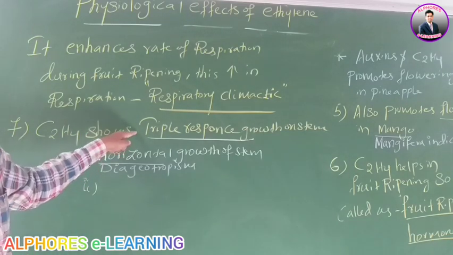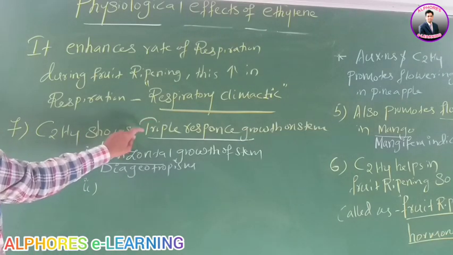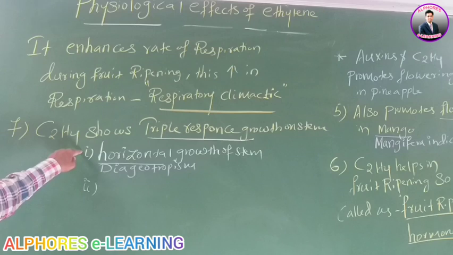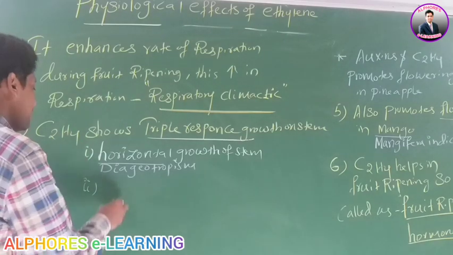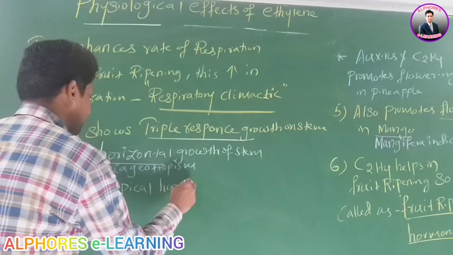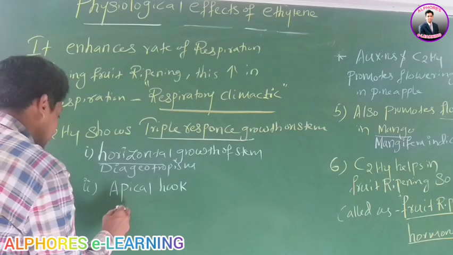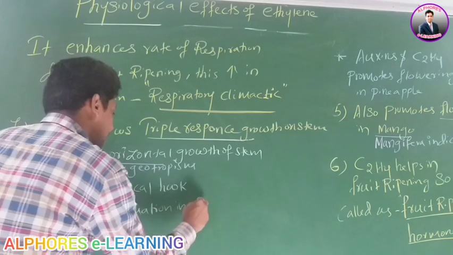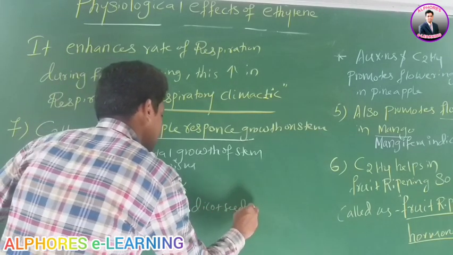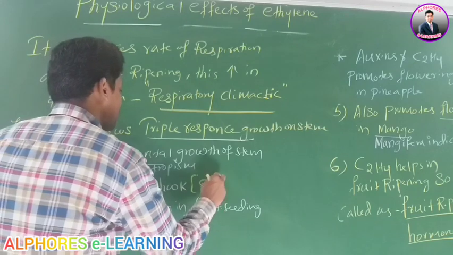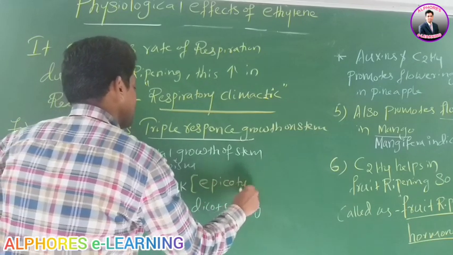Number two, we are discussing triple response growth on stem. Who is responsible for triple response growth on stem? Ethylene. Number one, horizontal growth of stem. Number two, apical hook formation in dicot seedling. This apical hook is also called epicotyl hook.